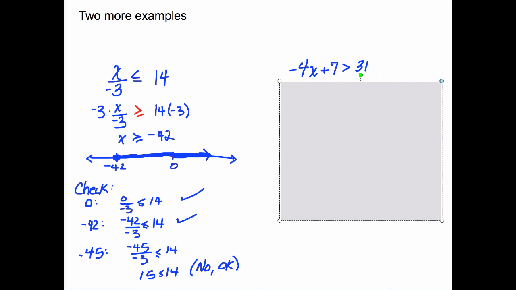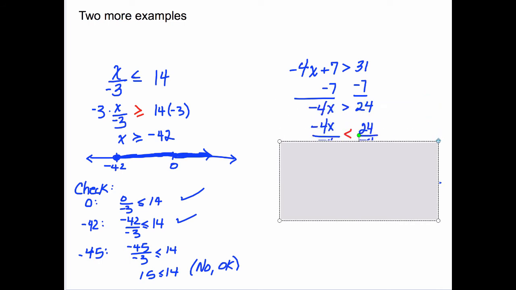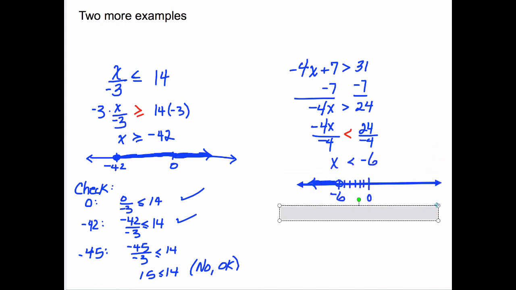And now finally, let's check this solution. We subtract 7 from each side, divide each side by negative 4, and switch the sense of the inequality. Our solution is x is less than negative 6. That's what it looks like. And I'll leave it to you to check to see that that solution is correct.